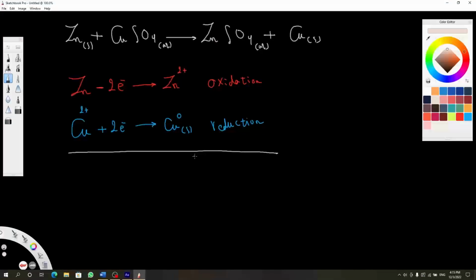So now we can write the full ionic equation. These lost 2 electrons were gained here. We are just adding these 2 equations, so you can just put a plus sign here. Minus 2 electrons plus 2 electrons equals 0. Now we write the full ionic equation as follows: zinc plus copper 2 ion. Our products are zinc ion plus solid copper.